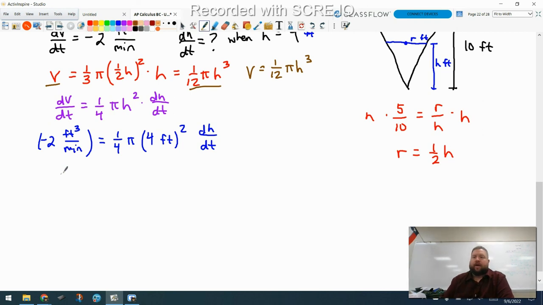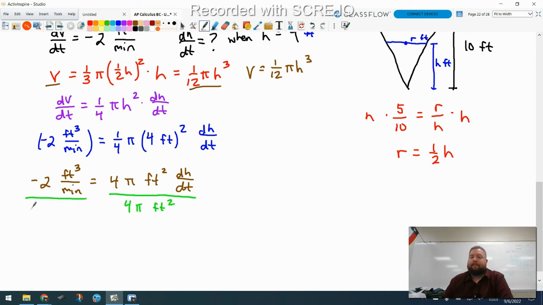Okay, I'm going to do one step before I divide everything. So I have my -2 feet cubed per minute over here. All right, 4 squared is 16. Divided by 4 is 4. So 4 pi feet squared times dh over dt. Okay, now we can divide by 4 pi feet squared, and we should arrive at our answer. dh over dt is equal to, okay, -2 divided by 4 is -1/2. And then we still have the pi on the bottom.